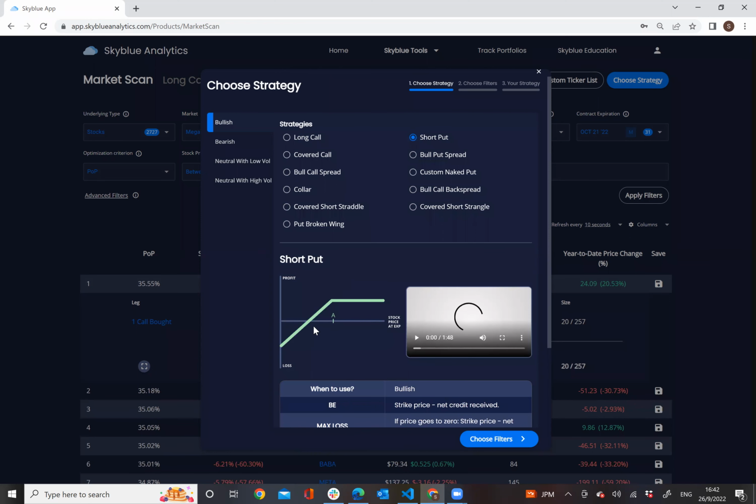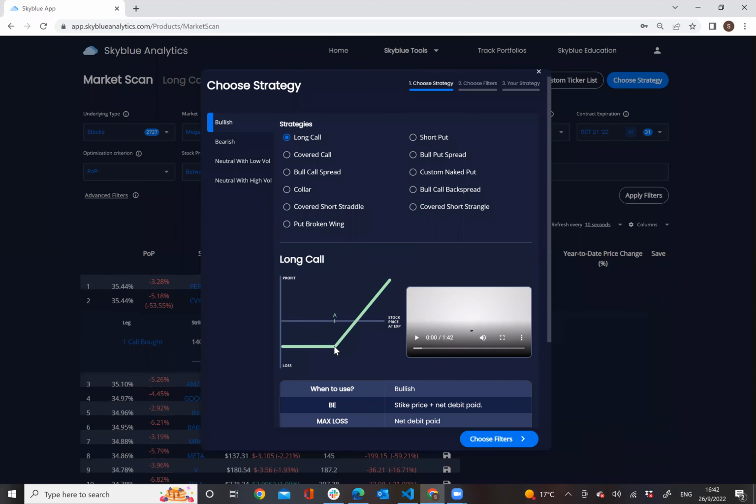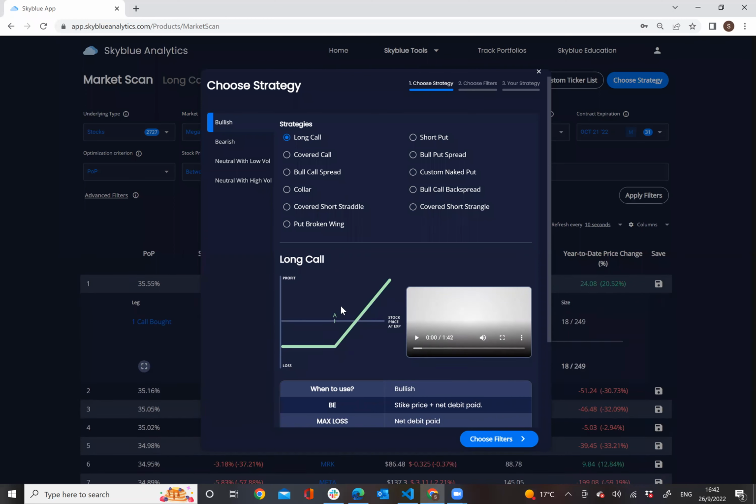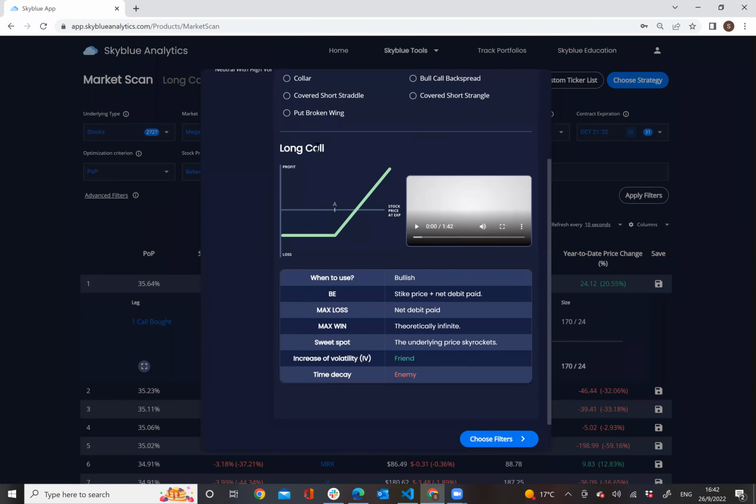For the short put, you start with a credit, and if the market goes up, you just receive this credit from moment zero, which is quite great. And if the market goes down, you start losing. In the long call, if the market goes down, you care less, basically. Why? Because you already know how much you lost at the beginning. When to use the long call?